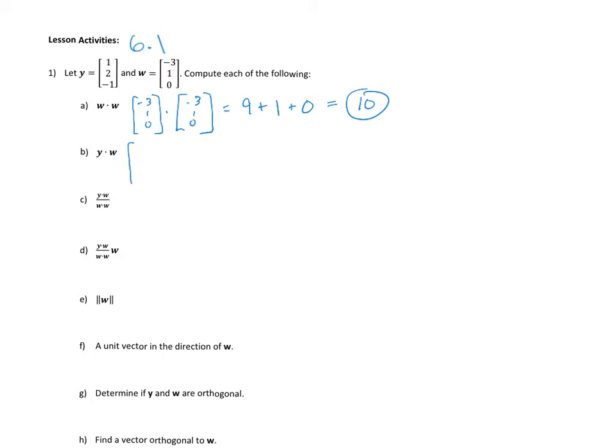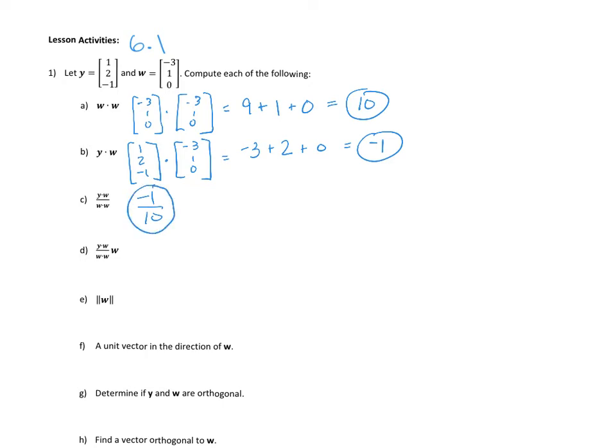Okay, y dot w, that's 1, 2, -1, dotted with -3, 1, 0. And we get -3 plus 2 plus 0 is -1. Y dot w over W dot W. So I've already calculated Y dot W and W dot W. So this is -1 over 10.